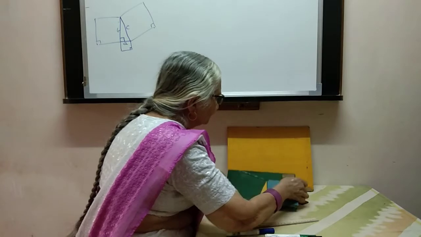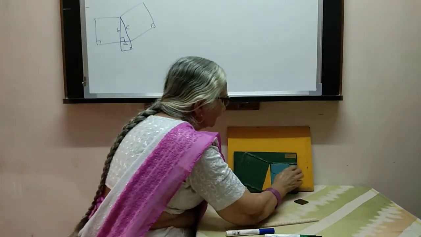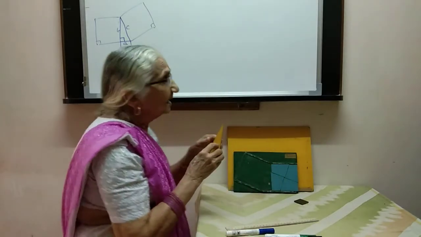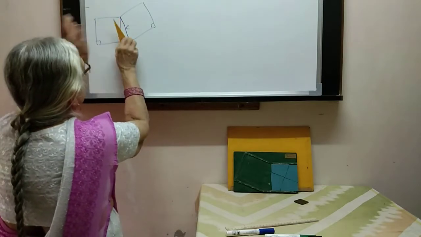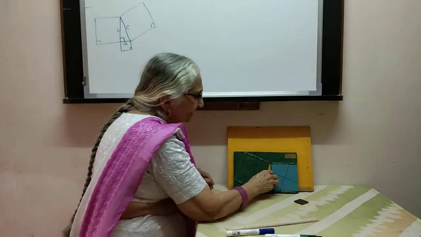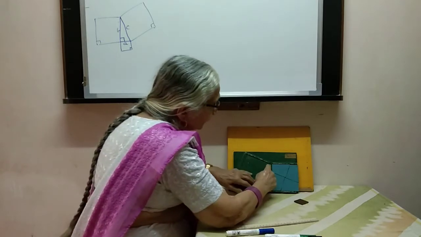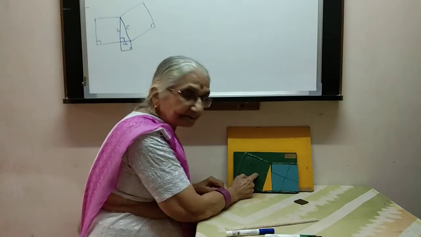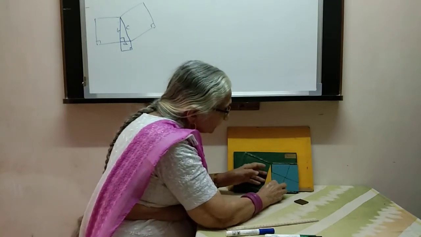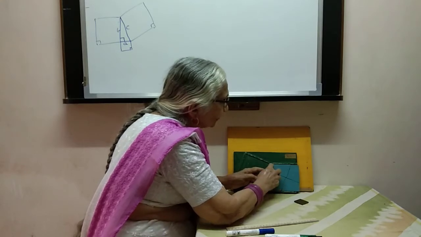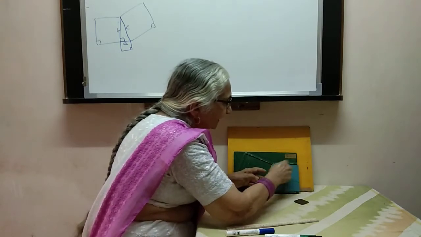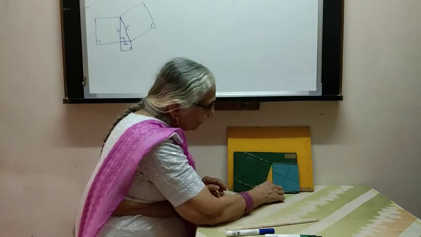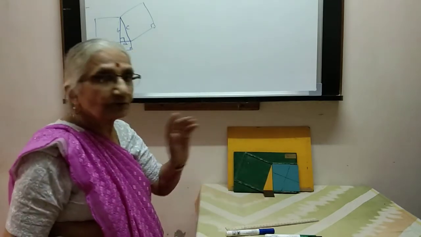Now here is the model for it. As you can see, this is the right triangle. I have drawn it this way. This is the hypotenuse and this is the square on the hypotenuse. This is our C square. This is the bigger side containing the right angle. So this is B and the area is B square. And here is the square on the smaller side A, and this is A square.